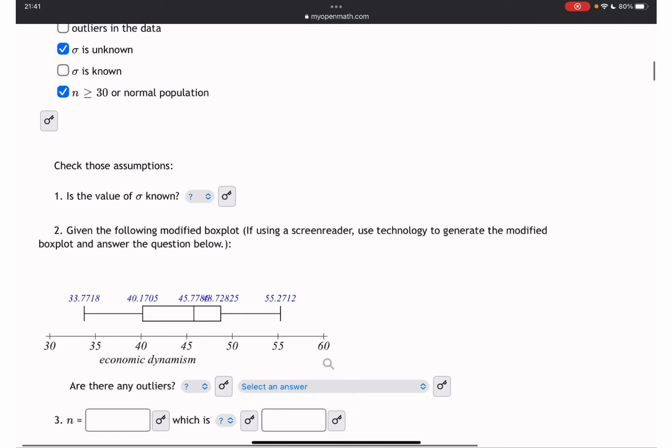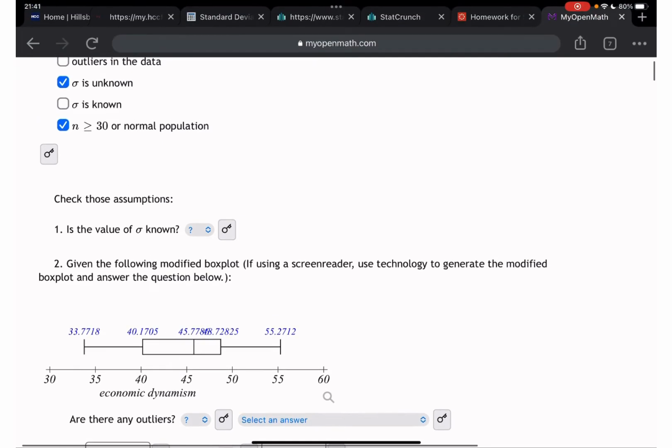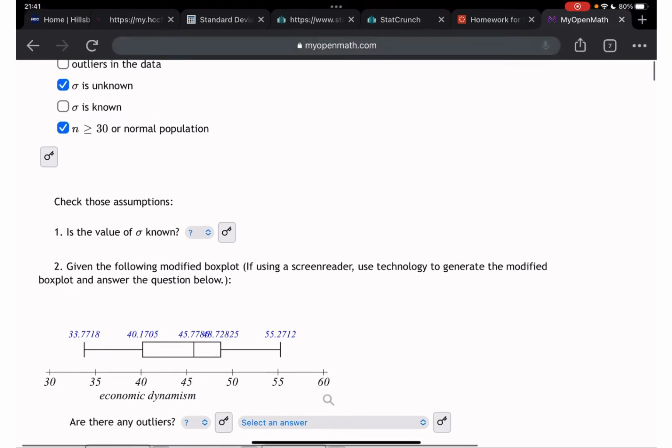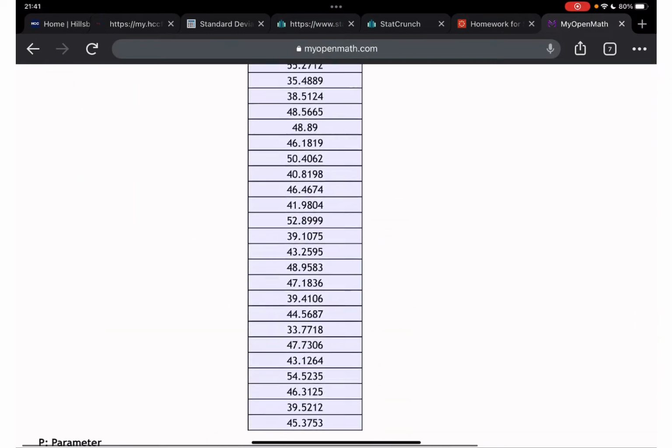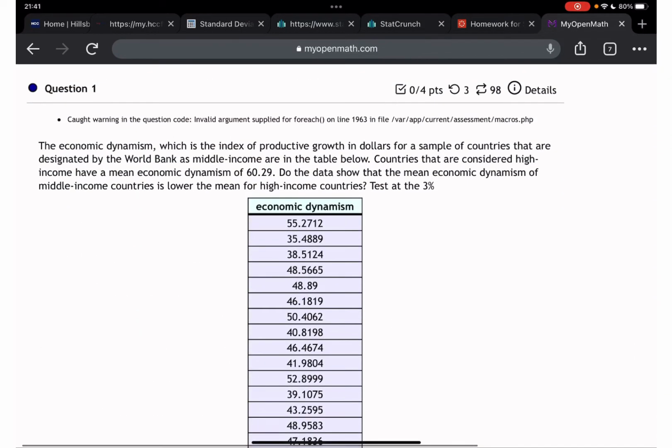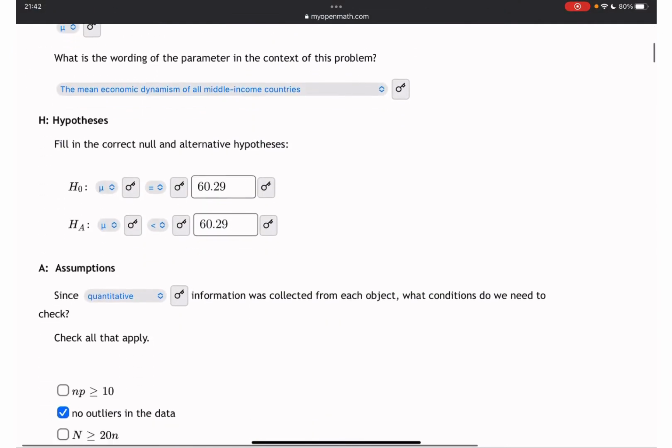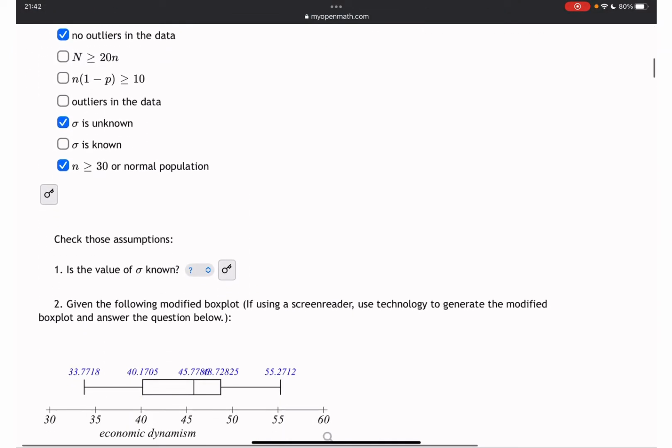Next, we need to check those assumptions. Is sigma indeed unknown or not? I don't think sigma is known. We wrote out all the information and there is no sigma here. So no, we put that it's not known.